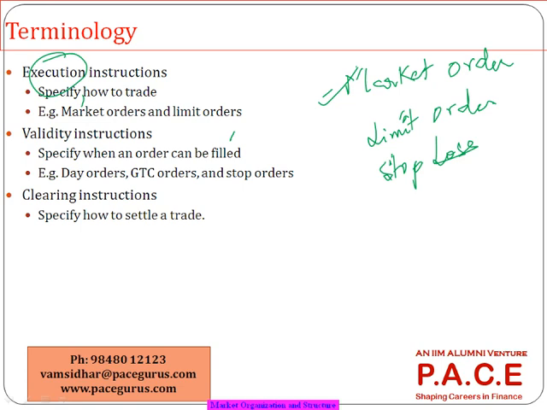Then we also have something called stop loss order, which is again executing a trade itself, but it will be opposite to your limit order. Like you sell when the price is going below something to avoid further losses.